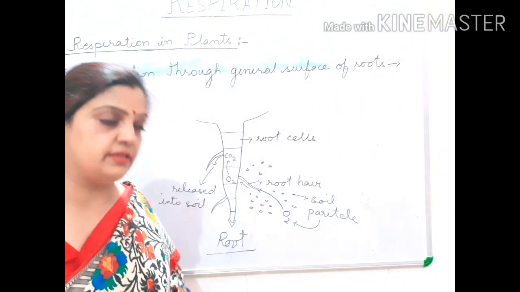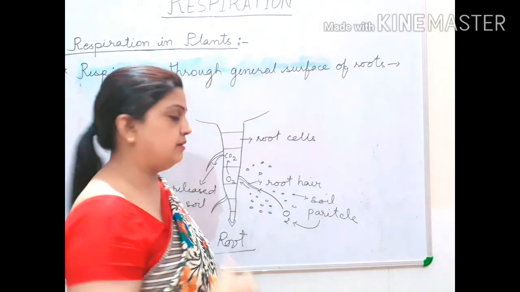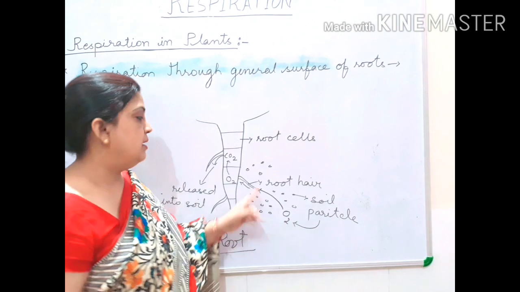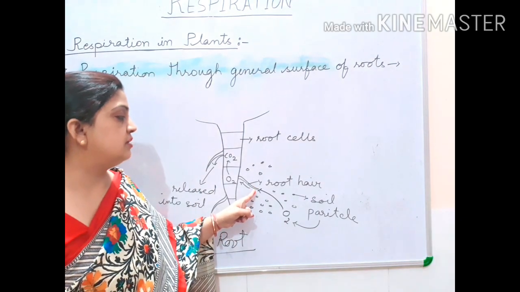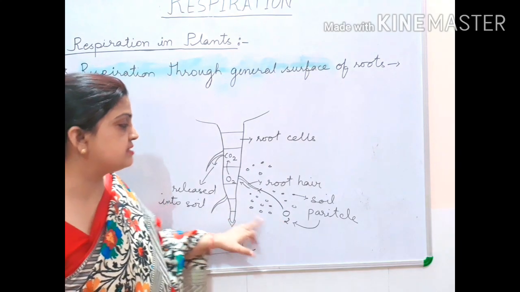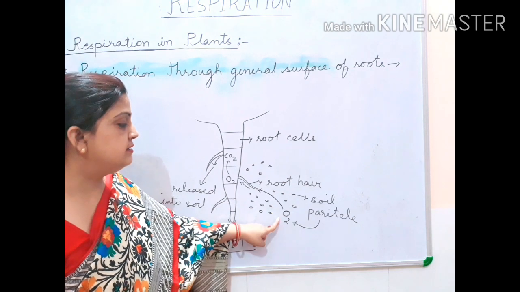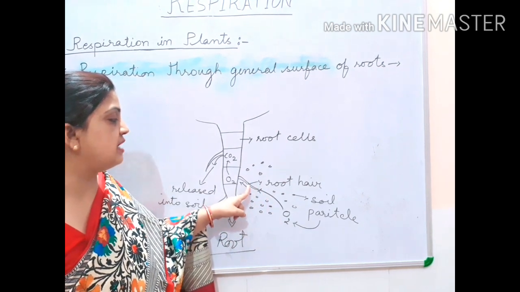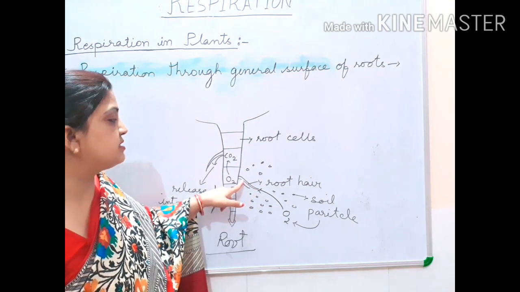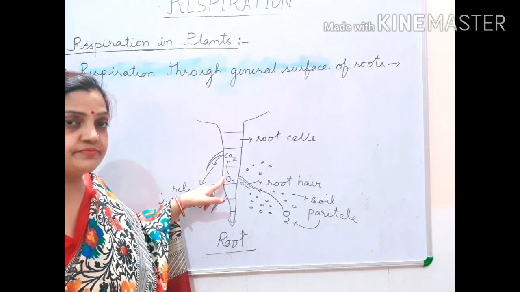Now this oxygen from the soil is pulled in by the diffusion process by the unicellular structure called root hair. You can see this oxygen which is present under the ground, in between the soil particles, is diffused inside by the root hair. Now this oxygen passing through root hair enters inside the cells of the root.